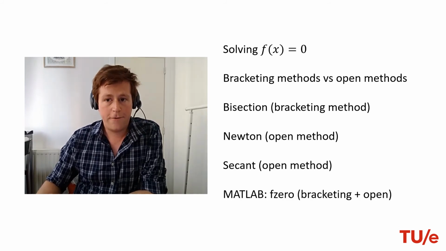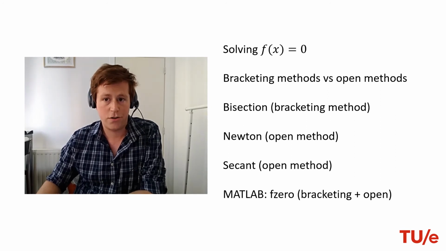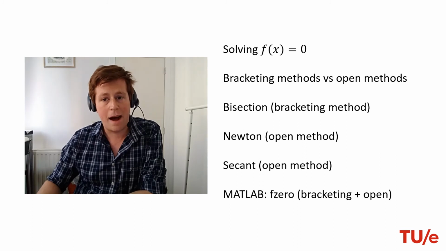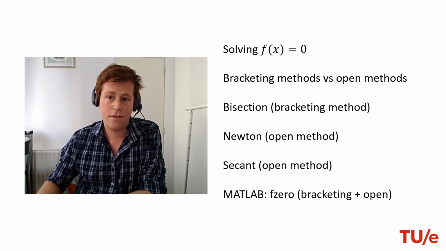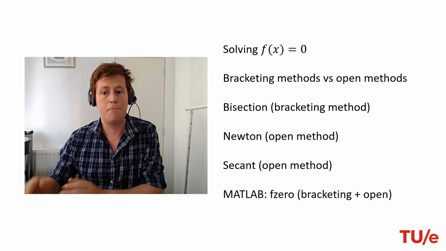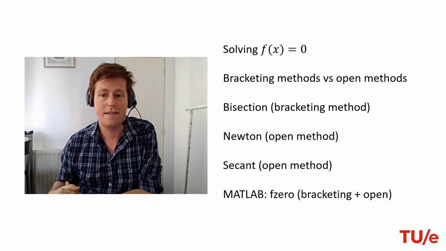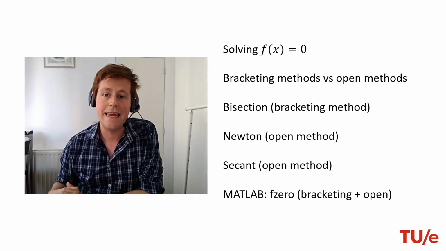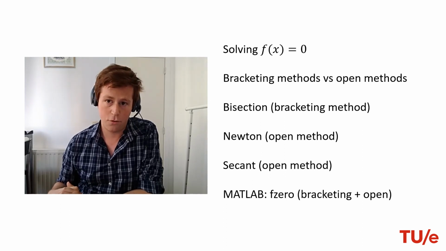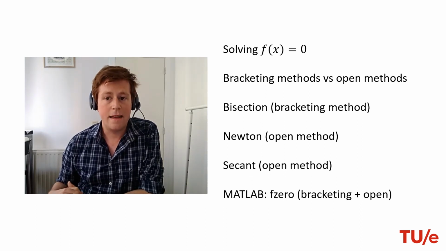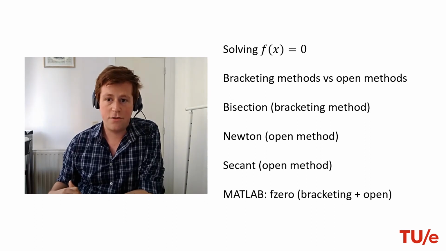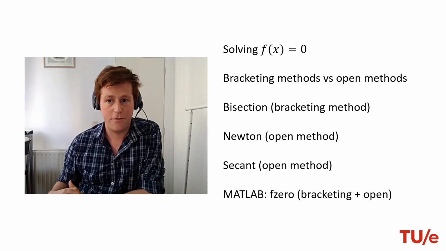We closed off this series by talking about the fzero function in MATLAB and how that combines both bracketing and open methods in order to combine the best of both worlds, the stability of bracketing methods such as the bisection method and the fast rate of convergence of these open methods, and how these built-in functions are easy to use and should be your main point of entry when trying to solve a specific problem.